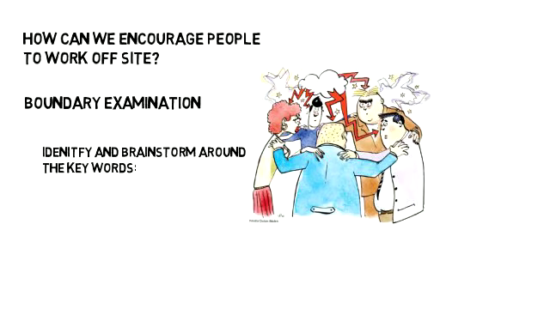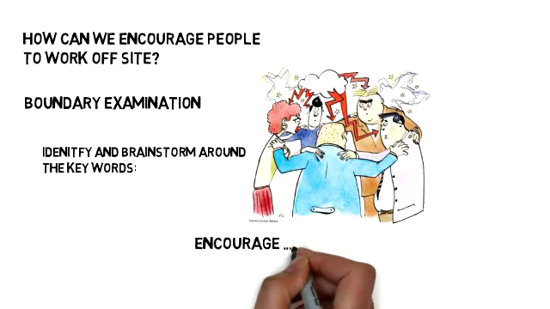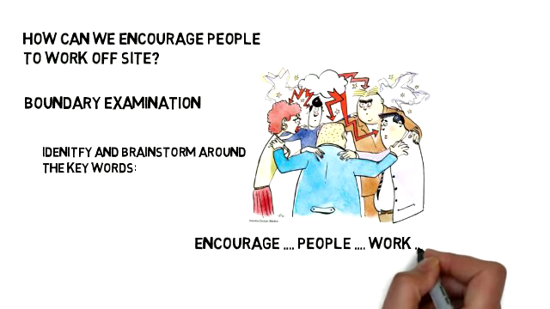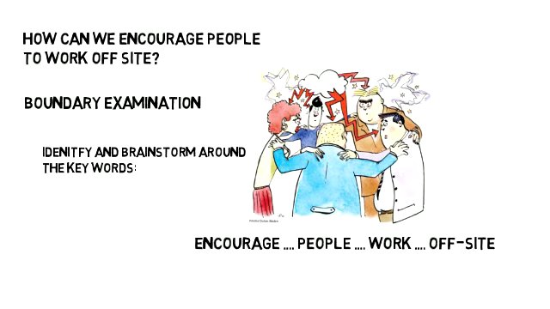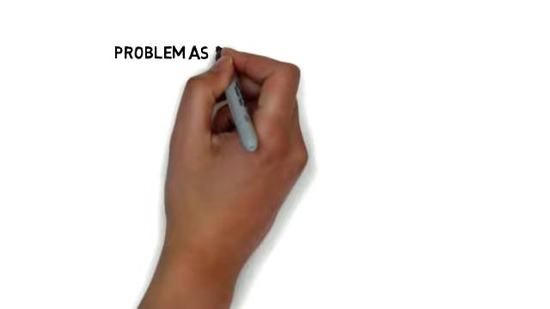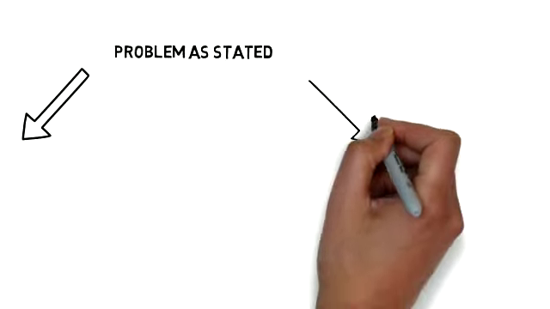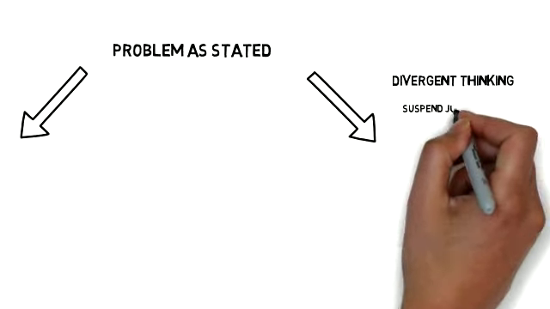Keywords in this particular instance were quite straightforward. We forget how can, that's just problem construction. But the keywords we identified were encourage, people, work, and then we grouped off-site together as one word. Now, this particular technique is a nice example of the classic front end of the creative problem-solving cycle. We start with the problem as stated.